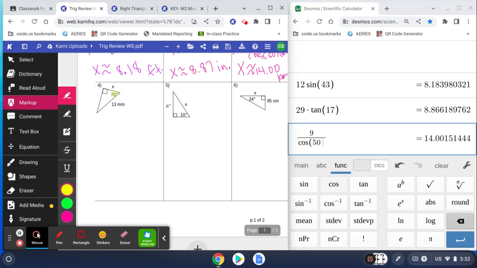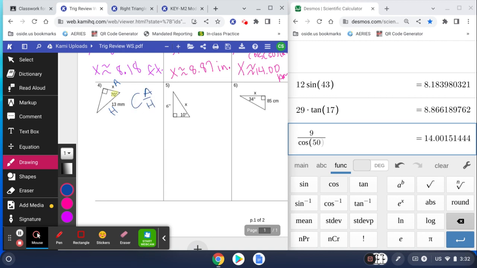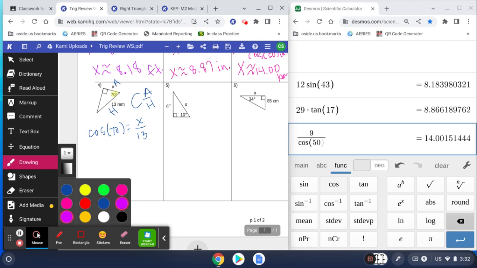Okay, this time the reference angle is 70. I've been given an adjacent, the closest side, and I've been given a hypotenuse. Which one uses A and H? You got it, it's our cosine function. Cosine of 70 is equal to adjacent over hypotenuse. Since the number's in the denominator, we just multiply both sides by that number. And what you're actually going to plug into the calculator is 13 times the cosine of 70. Try it on your calculator, see if you can get it first.